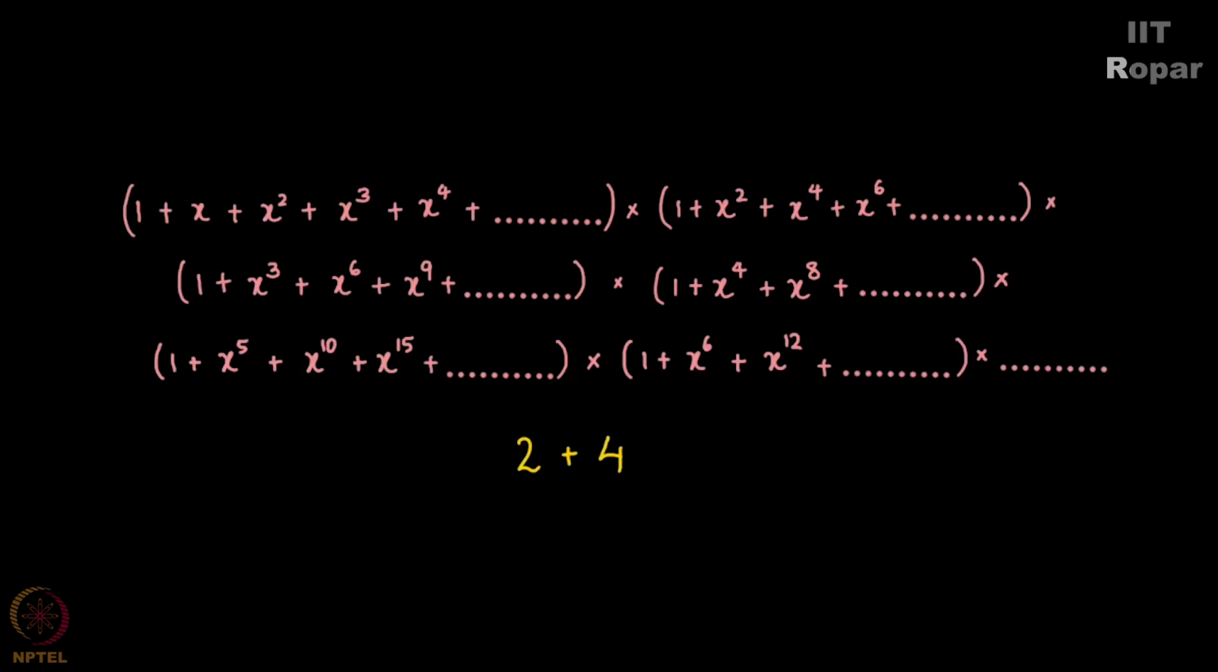Now, what if I take 2 plus 4? We have already seen this. It is equivalent to picking x square from the second house and x to the 4 from the fourth house. Each is x square and x to the 4. The reason is because we have 1, 2 and 1, 4. Right? We have already seen this.